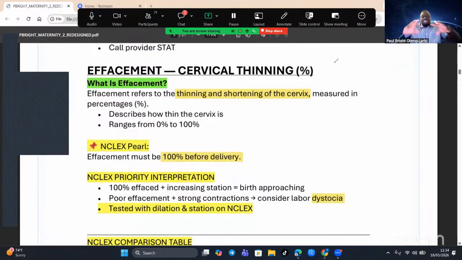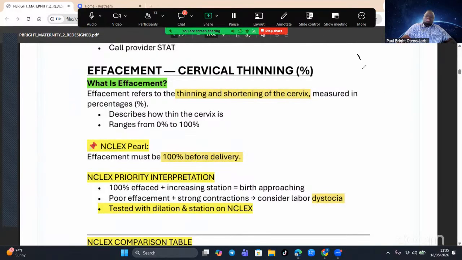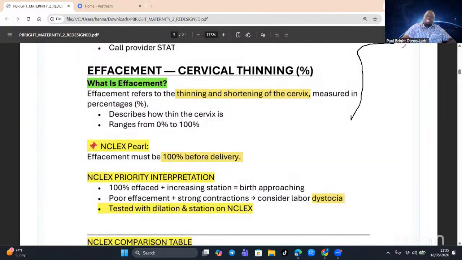Yes. The head is descending. What is keeping the head descending? The uterus muscles. They are contracting and pushing the head down. Okay. But remember, this is the uterus. Big uterus like this. Okay. The uterus has a mouth like you and I. It has a mouth.